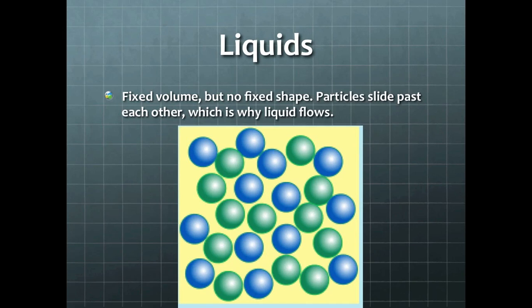Liquids have a fixed volume, but they don't have a fixed shape. Particles slide past each other, which is why liquid flows. And a liquid is going to take the shape of whatever container it's in.